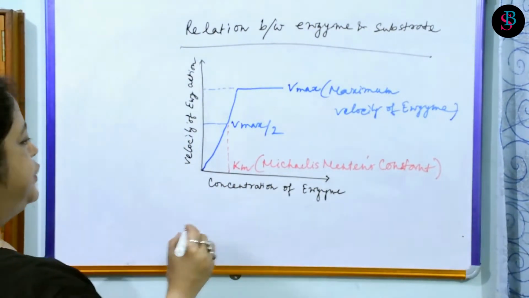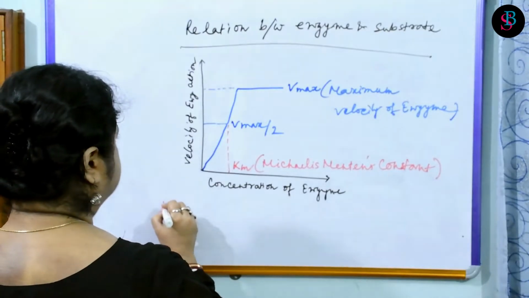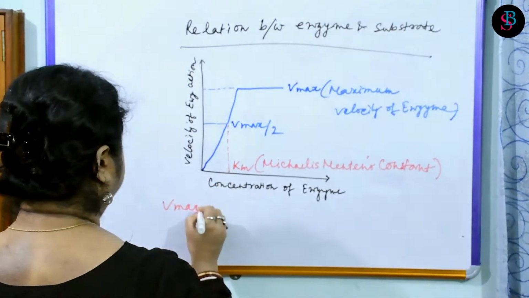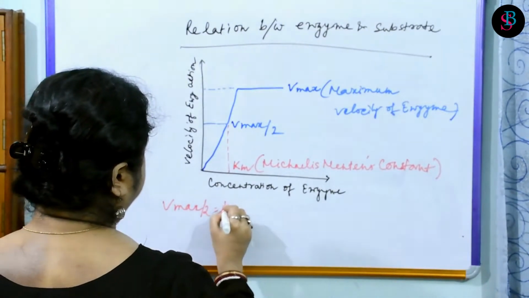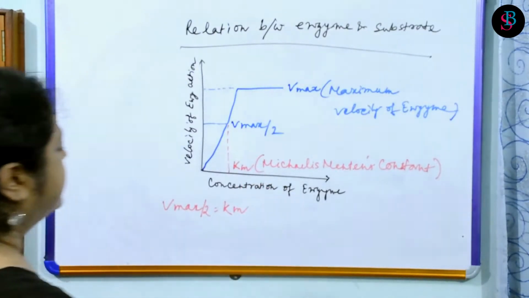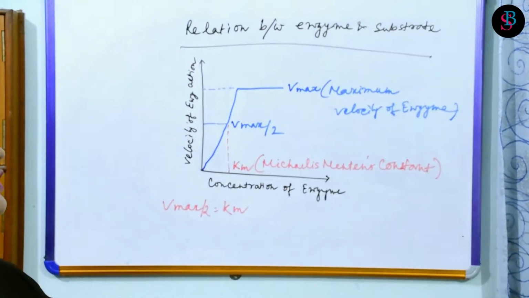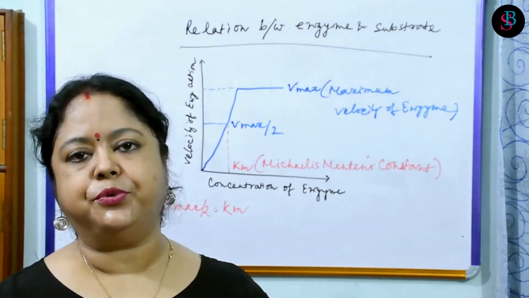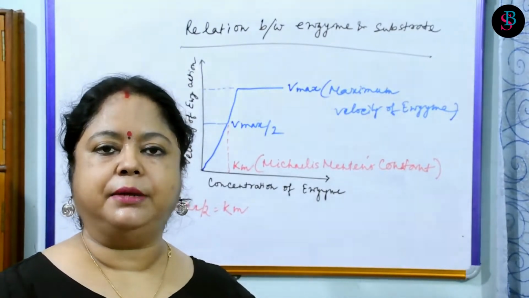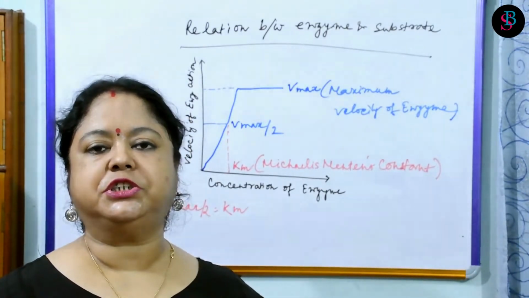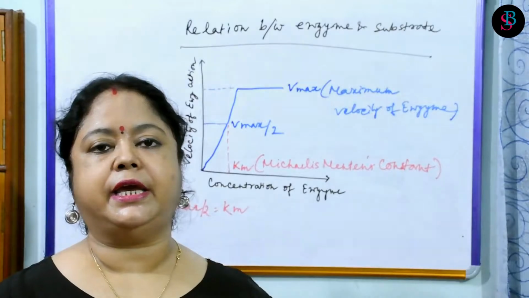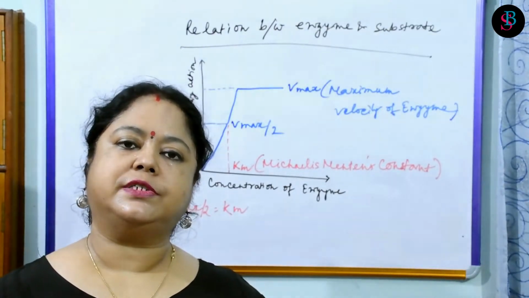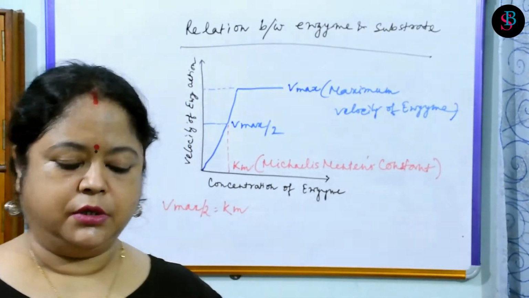So we can deduce from here that when the velocity of the enzyme is half of the maximum, that will be indicated as Vmax by 2, and at that time the concentration of the substrate is known as Km, and that remains constant for an enzyme always. Okay.